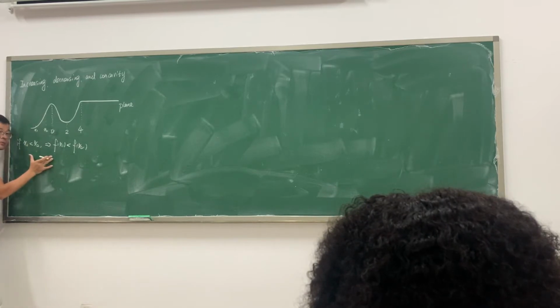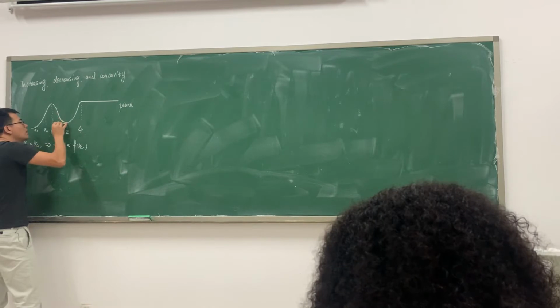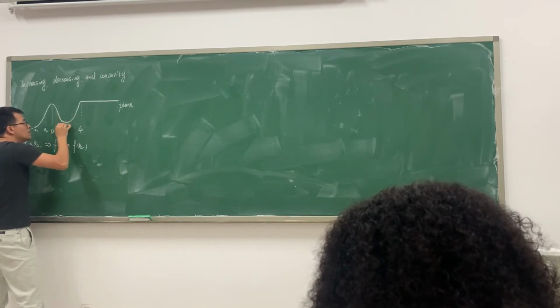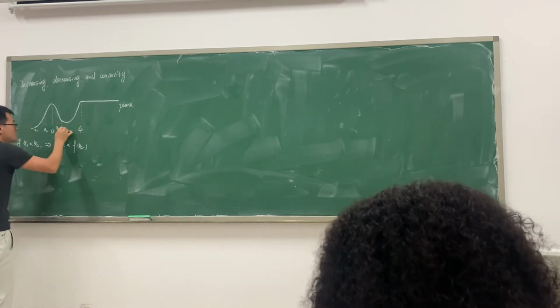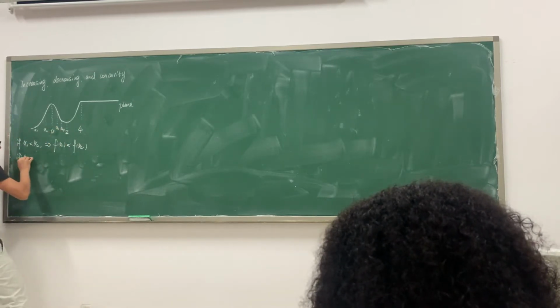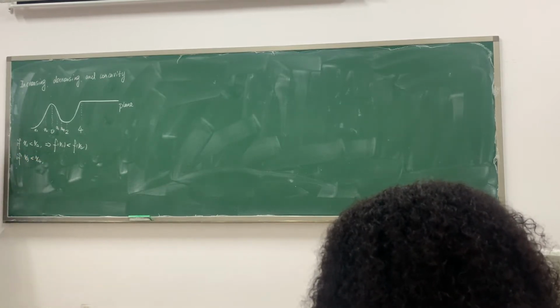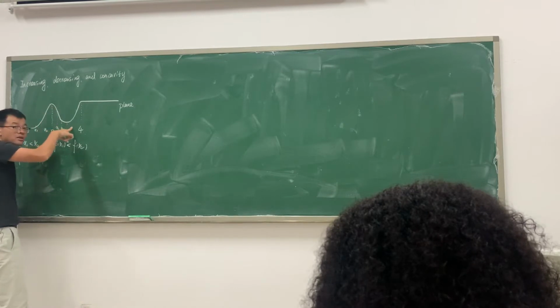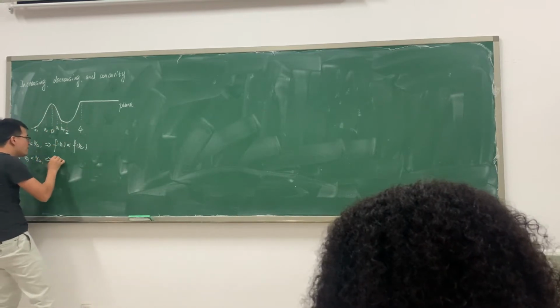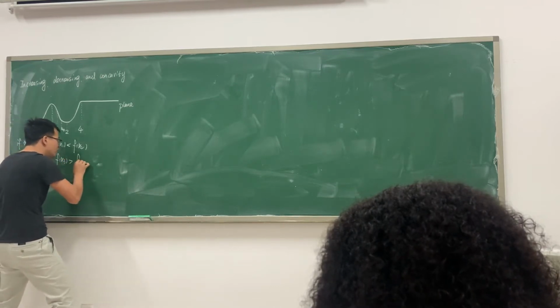In the increasing part, we have this condition, and in the decreasing part, for example, if here is x3 and here is x4, we can see x3 and x4. If x3 is less than x4, yeah, so in the decreasing part, we have what? We have f(x3) is greater than f(x4).